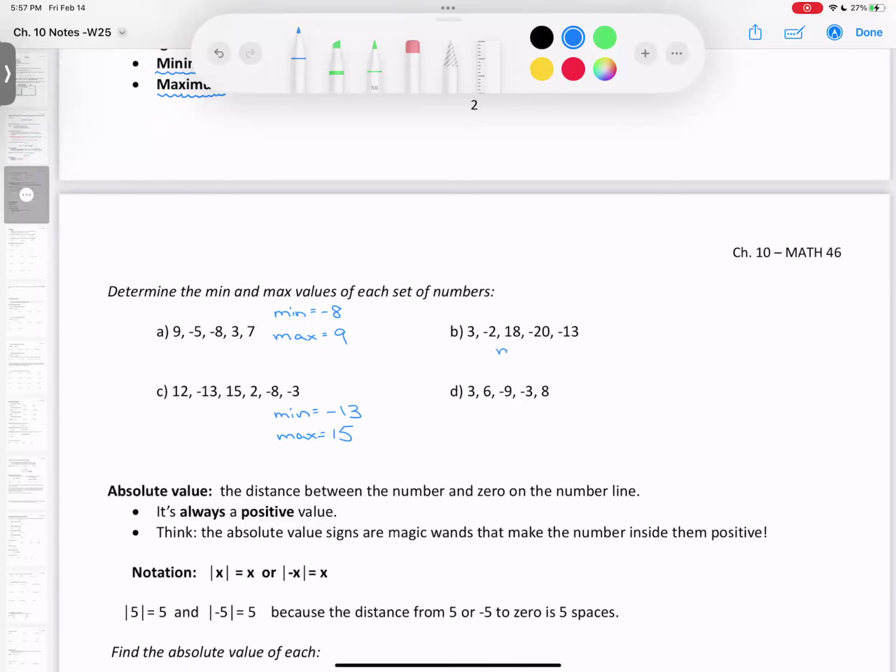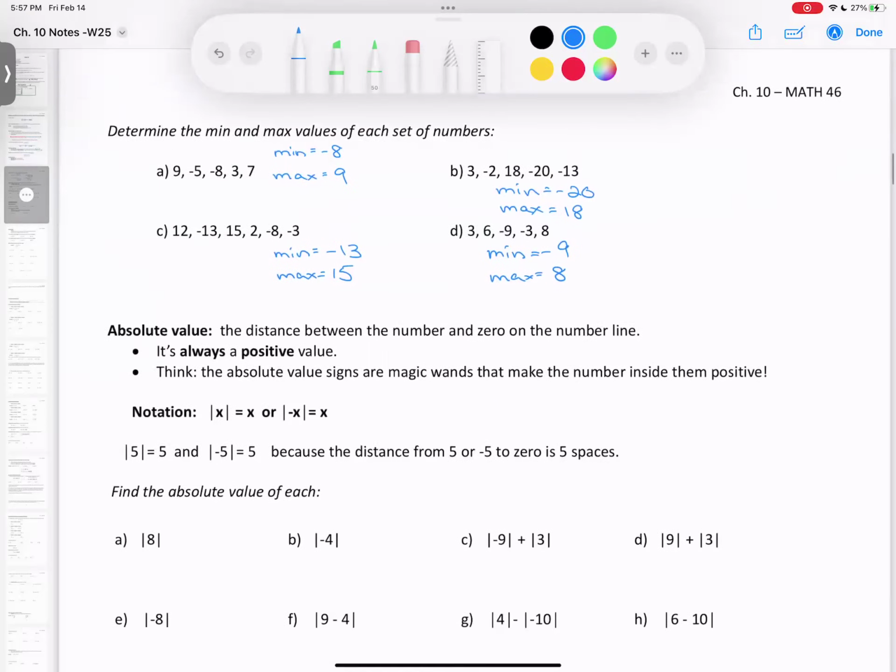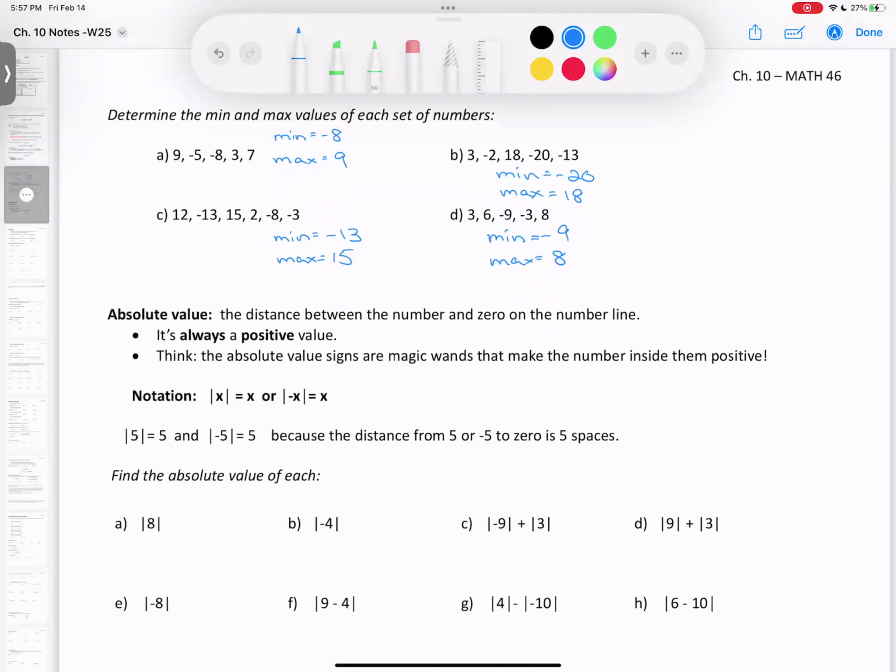And B, we have a minimum of negative 20 and a max of 18. And D, we have a minimum of negative 9 and a max of 8. Okay, and the last part of this section is talking about absolute values.